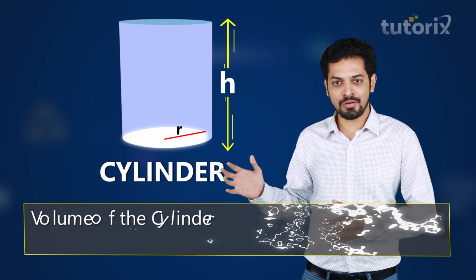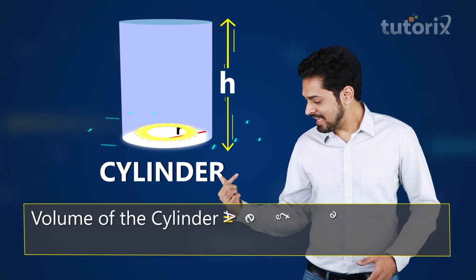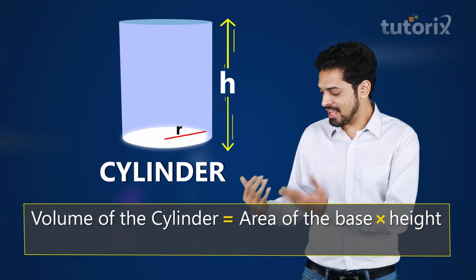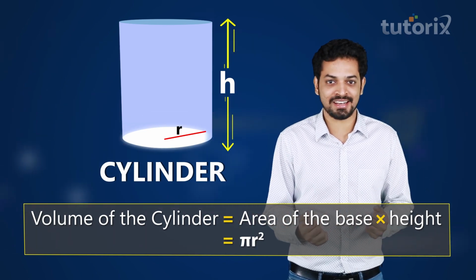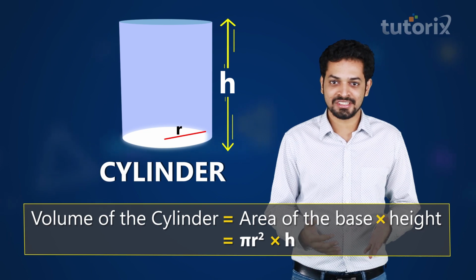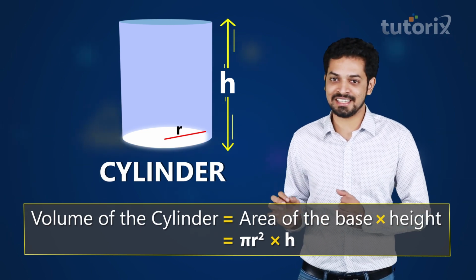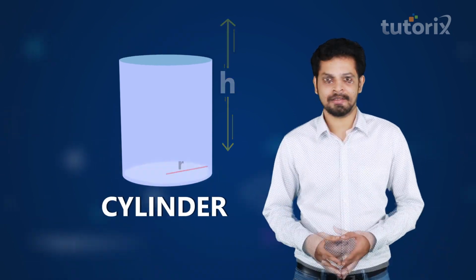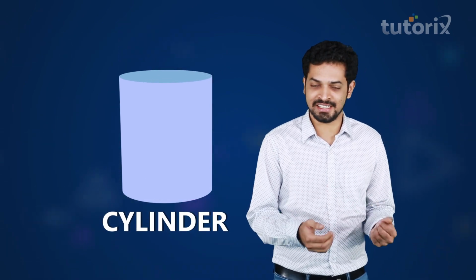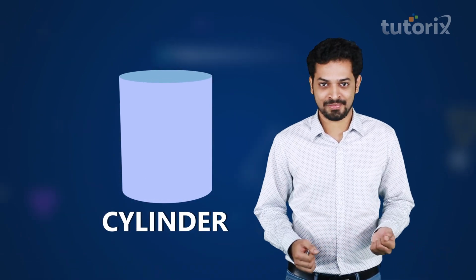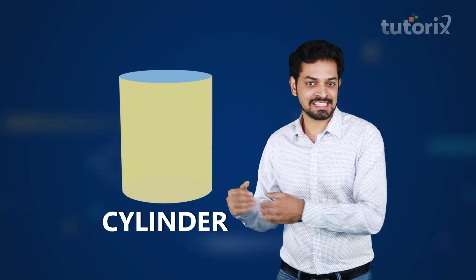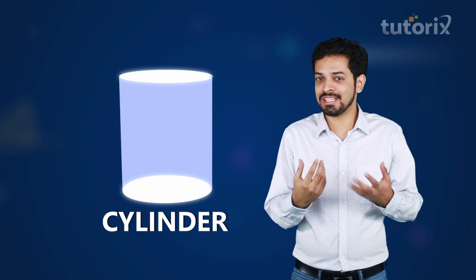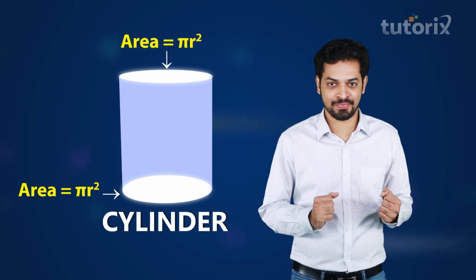And therefore the volume of the solid is nothing but the area of the circular base into the height of the solid, and the area of the circular base is nothing but pi r square and the height is nothing but h. So therefore the volume of the cylinder is equal to pi r square into h, that is pi r square h. Now for the surface area of a cylinder, there are 3 parts to it. There is a curved surface which has some area, and there are 2 flat surfaces on either ends whose area is nothing but pi r square each.